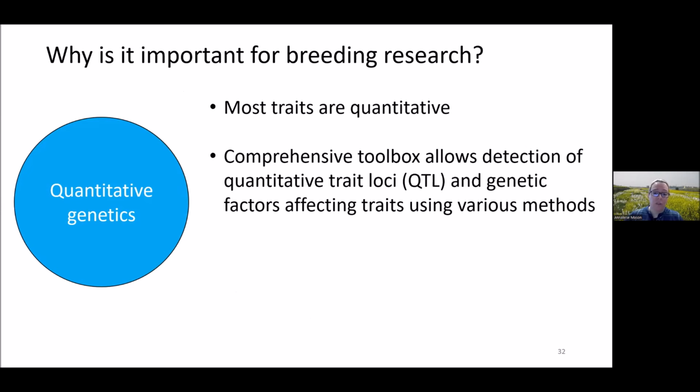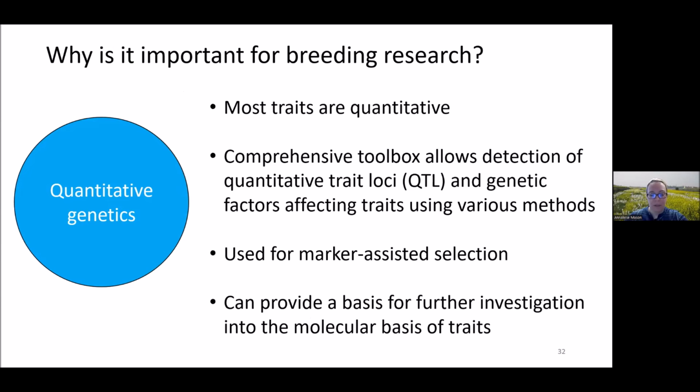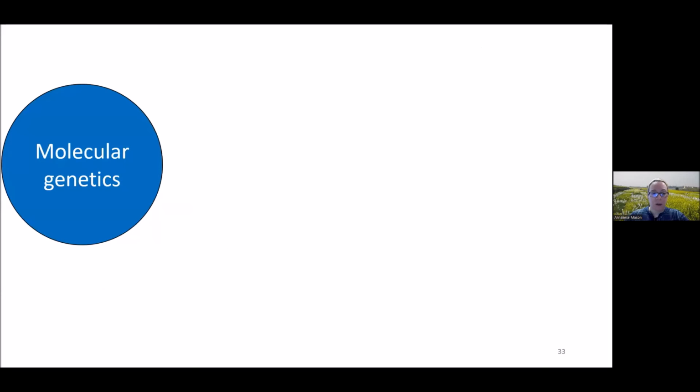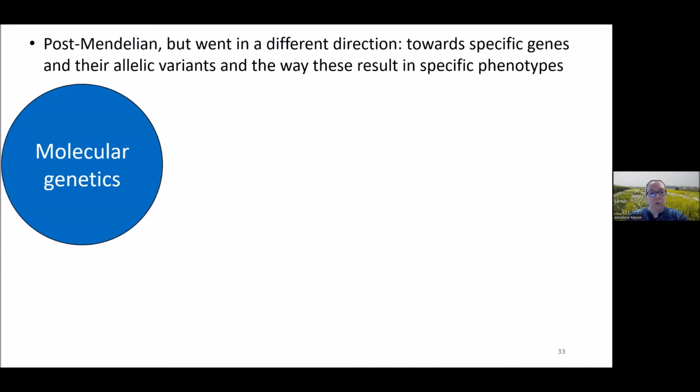It also offers a comprehensive toolbox to allow detection of quantitative trait loci and genetic factors affecting traits. Quantitative trait loci is just when we're talking about lots of genes having an effect on a single trait. We also use this for marker-assisted selection, which is another breeding method, and it can provide a basis for further investigation into the molecular basis of traits, so what genes are actually responsible for a trait in the first place. Molecular genetics is a bit newer, so this is post-Mendelian and also a bit post-population and quantitative genetics.